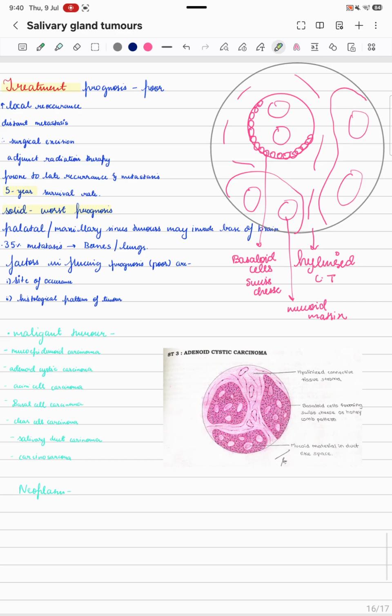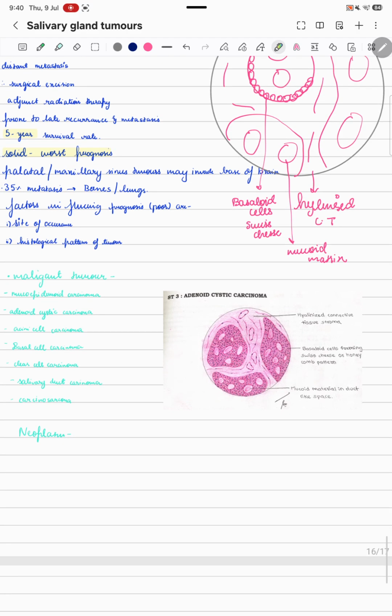Solid has the worst prognosis. Palatal and maxillary sinus tumors may invade the base of the brain, usually. Survival rate is 5 years even after recurrence and metastasis. Palatal and maxillary sinus involvement can lead to infection transfer to the brain. 35% of metastasis is to the bone and lungs.